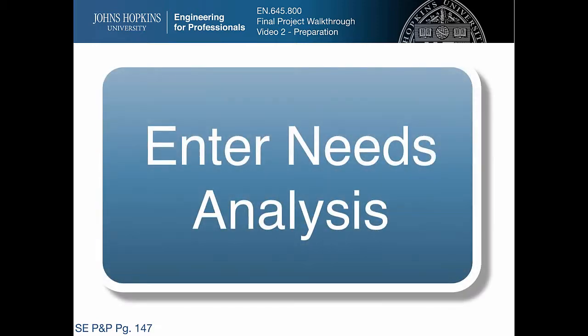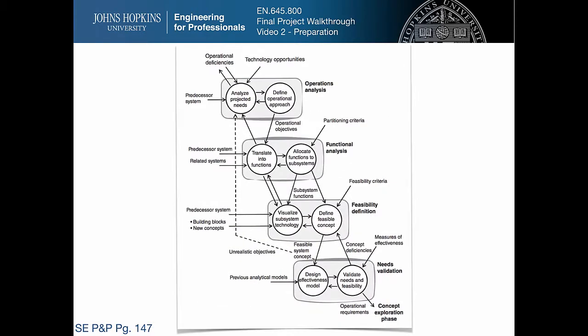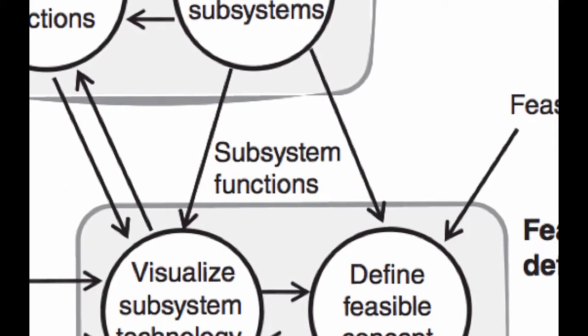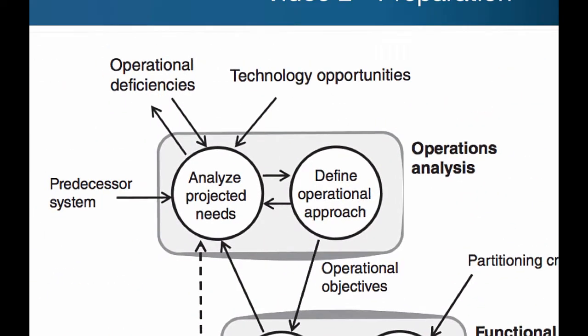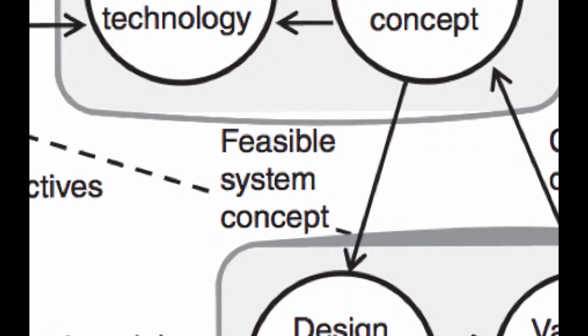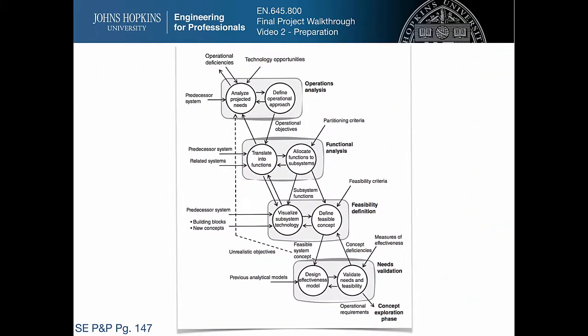So once you've reviewed the materials and made notes, formally enter your own needs analysis phase. To keep it simple, refer to Chapter 6 in the Systems Engineering Principles and Practice textbook, and specifically to the diagram on page 147. I should mention that even though the concept paper and proposal guidelines did not request a list of operational objectives or a set of subsystem functions, you should still perform operations analysis and functional analysis and enter your data into CORE, as these need to get you to the feasible system concept, which you do need in your concept paper. I will get to that when I perform needs analysis on my own project in the next video.